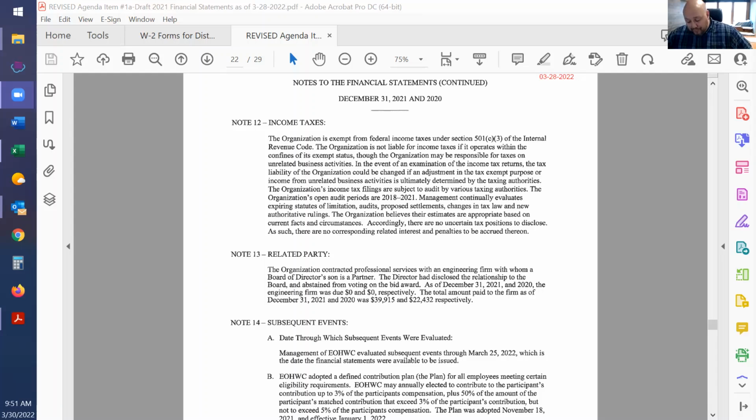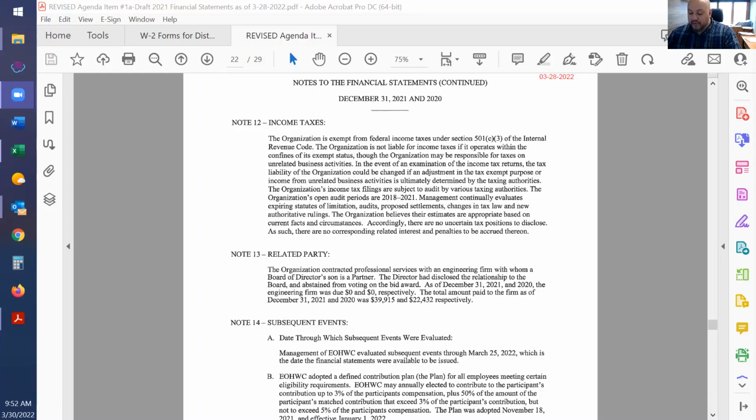Related party, there was an instance, I think, where one of the supervisors or board of directors' sons is a partner in an engineering firm where the organization did do some business. We're required to disclose that. I believe that individual abstained from voting anyway during that voting process when they were agreeing with the contract with that individual's firm.